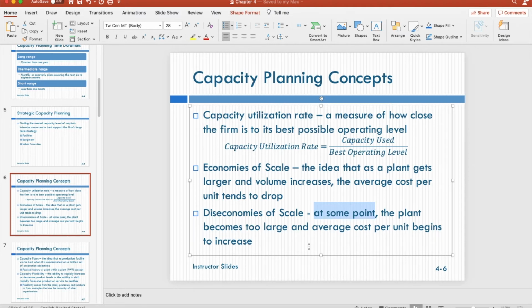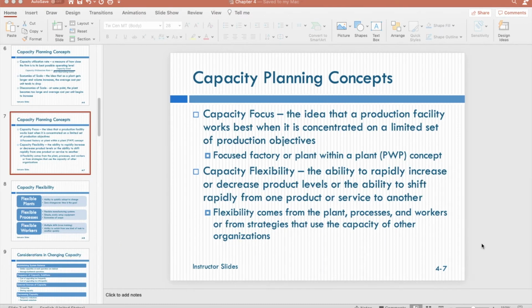All right. So that's the comparison between economies of scale and diseconomies of scale. That's it. Very simple, but actually very important. Now, let's look at some other capacity planning concepts. The next capacity planning concept is called capacity focus.